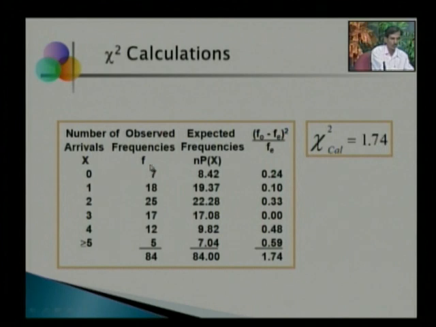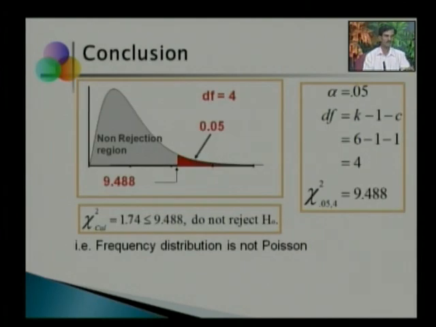So FO means observed frequencies, FE means expected frequencies. So this is that column. Using this particular formula we get the chi-square test statistic as 1.74. Now here again alpha is 5% level of significance, then degrees of freedom is k minus m minus 1. Here m is the number of parameters estimated. In this case we have one parameter, that is lambda, which we have estimated. So it is k minus 1 minus 1, 6 minus 1 minus 1.